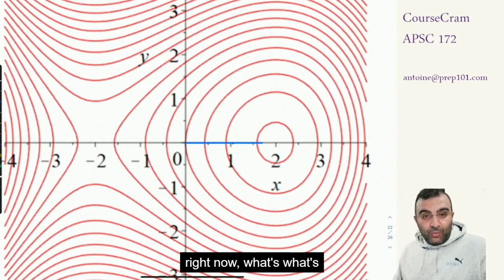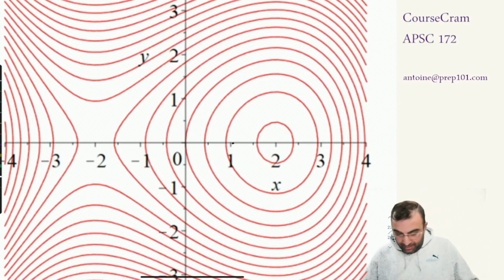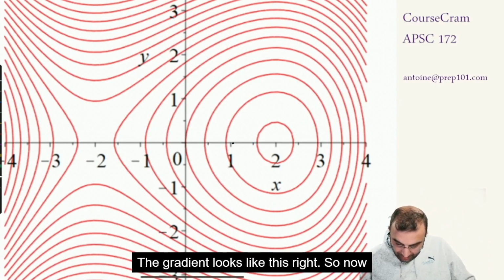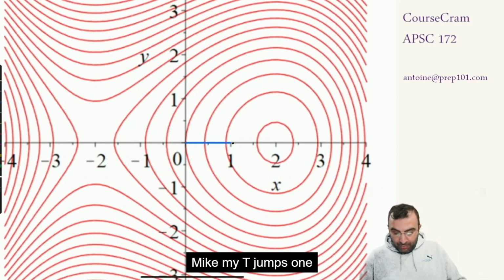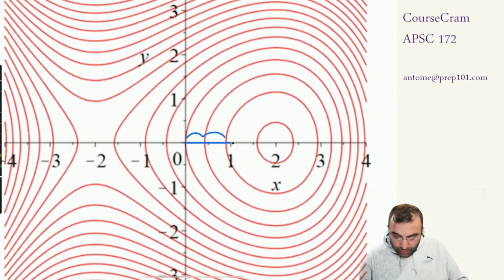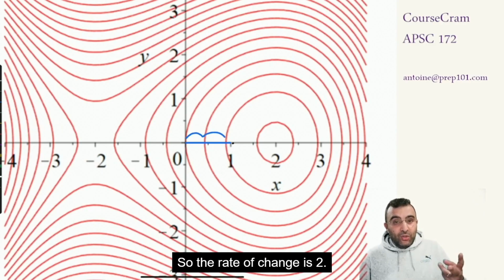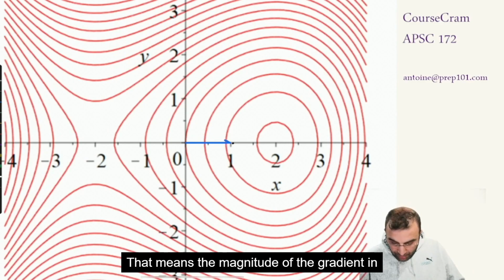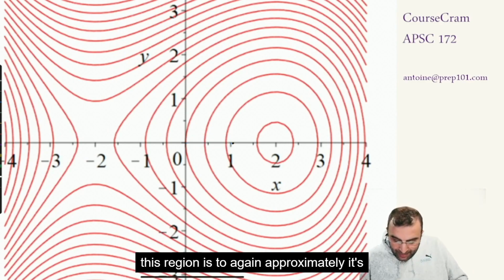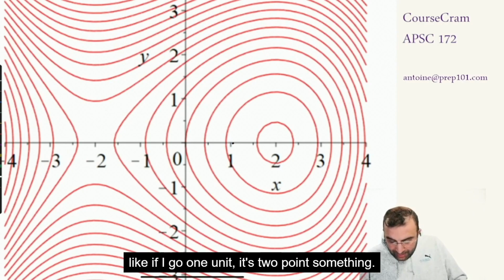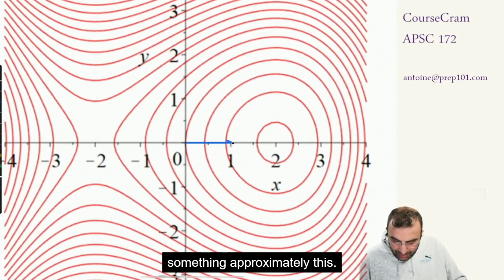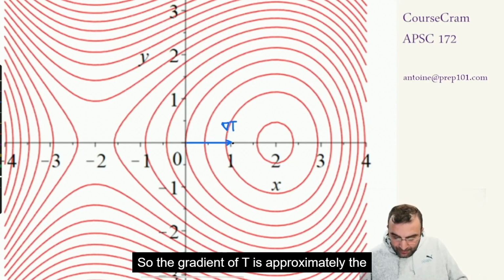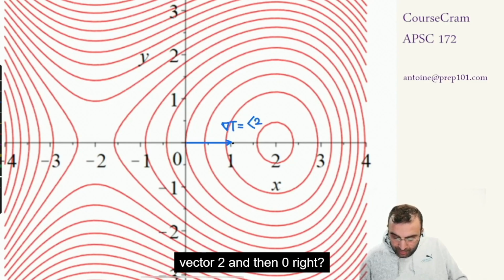Right? Now, the gradient looks like this, right? So now if I go 1 unit along this direction, my T jumps 1, 2. So the rate of change is 2. That means the magnitude of the gradient in this region is 2. Again, approximately it's like if I go 1 unit, it's 2 point something. So the magnitude of the gradient is 2 point something. Approximately this. So the gradient of T is approximately the vector 2 and then 0, right?